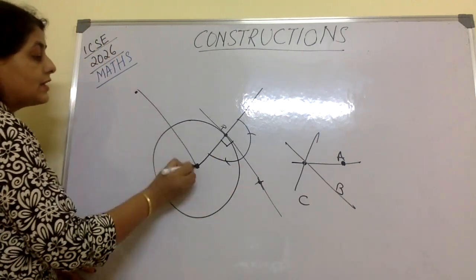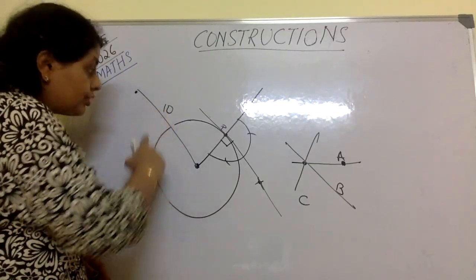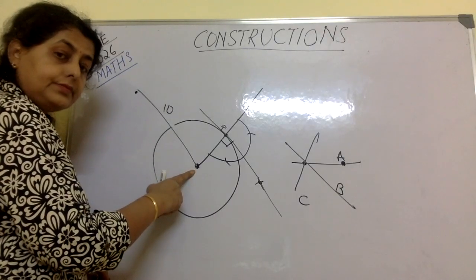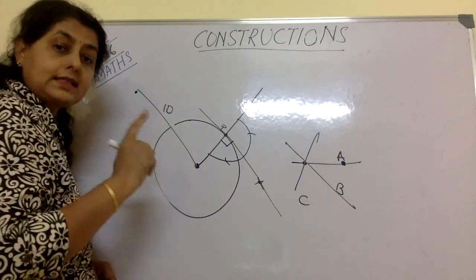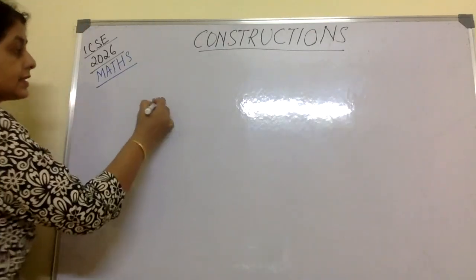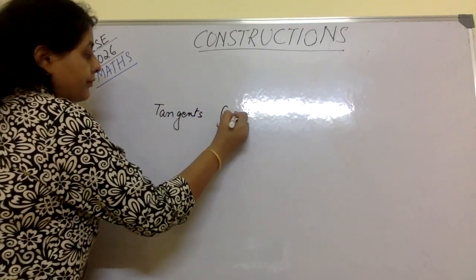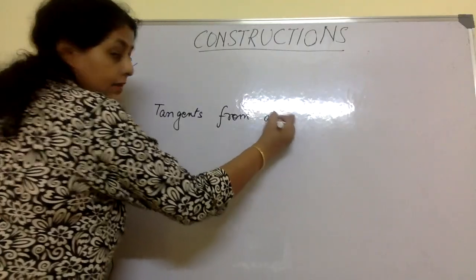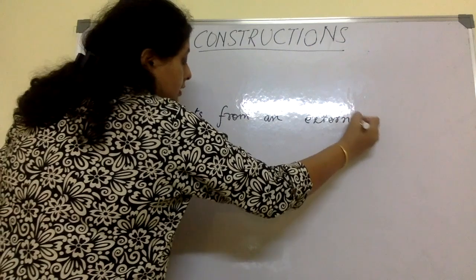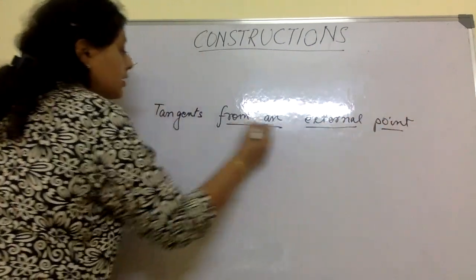Now we'll do two tangents to a circle from an outside point, meaning this point is at a distance of, let's say, 10 centimeter from the center of the circle. How do we make two tangents to the circle without mistake from an external point? Okay, so let's see. Tangents from an external point, how do you do?